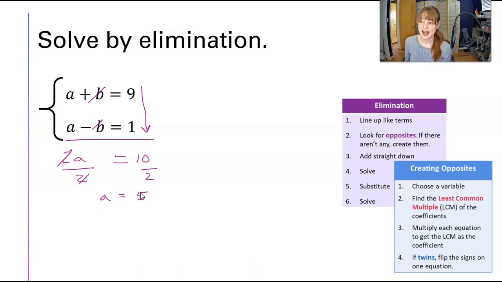So that is an ideal case for solving by elimination. When we already have variables that are going to cancel each other out, it's easy to just add straight down and then solve for the other variable.